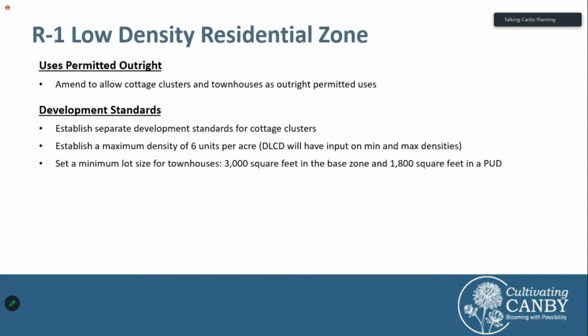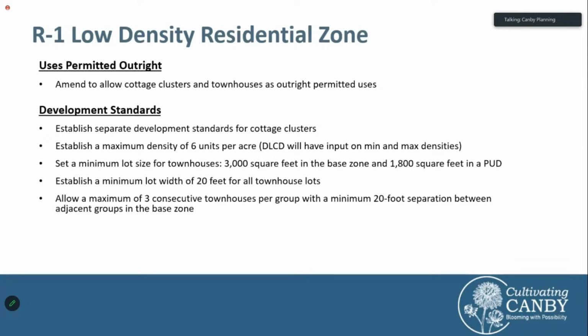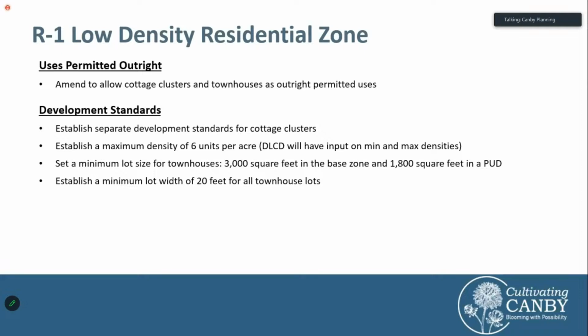In addition to that change, we are proposing some updates to the townhouse standards to again be in line with allowing them outright in the zone, but also putting some limits on how those develop in that scenario. In the instance where those townhomes are in the base zone and not in a PUD, we're proposing 3,000 square foot minimum lot size. And in a PUD under the R1 zone, they would have a minimum lot size of 1,800 square feet. We're also putting a minimum lot width of 20 feet for all townhouse lots.